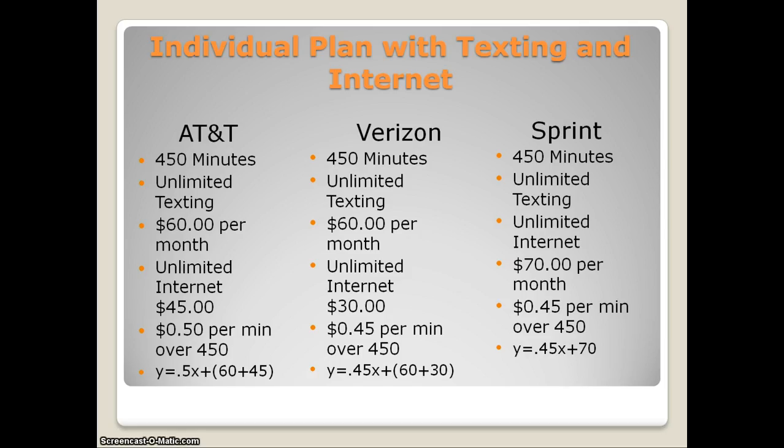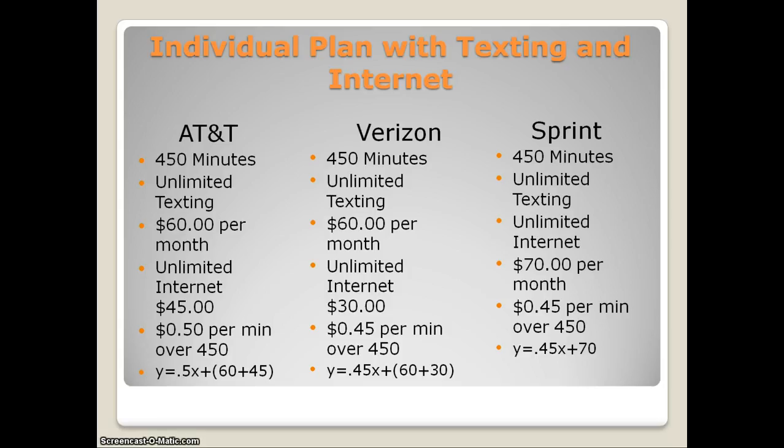And if you want internet, the prices go up on all three companies. AT&T, you get the same amount of minutes. You still get charged at $60 per month, and if you want internet, it's an extra $45 per month. So you have to add $45 on your overall cost. Verizon, it's the same amount of minutes, same initial cost. You add $30 to the initial cost if you would like internet. So the internet's a little cheaper than AT&T and Sprint.